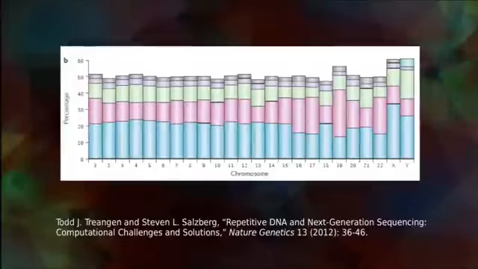That's a problem. And so just to show you this again, each of these bars represents a chromosome that we have. Each of the colors represents different types of repetitive DNA.